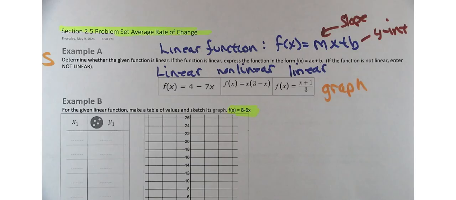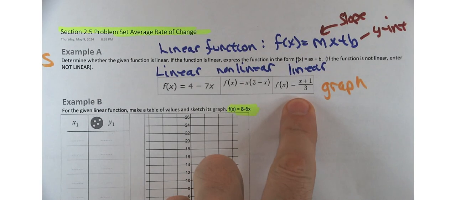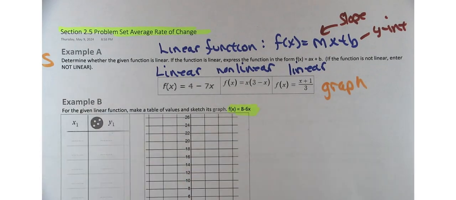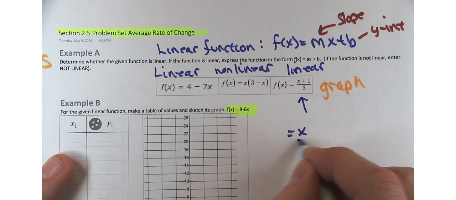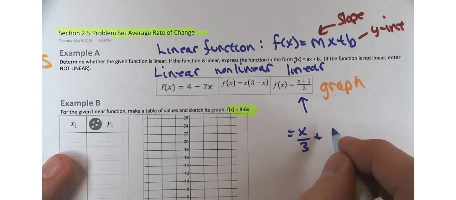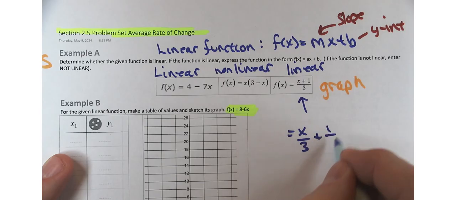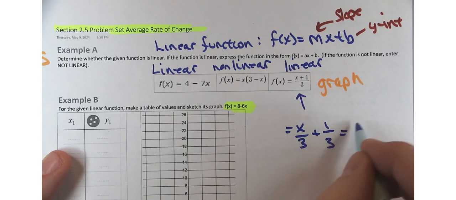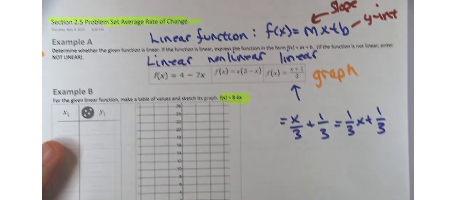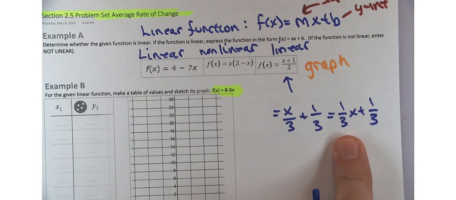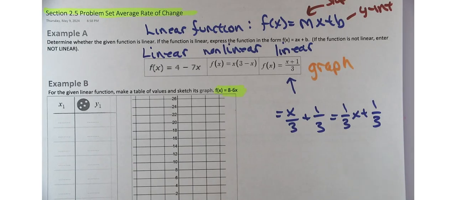That 1/3, it's not quite visible in this function the way it's written, but you can rewrite that. Let's write it as x over 3 plus 1 over 3, or better yet, 1/3 x plus 1/3. And now you can see that that coefficient, 1/3, reflects your average rate of change.